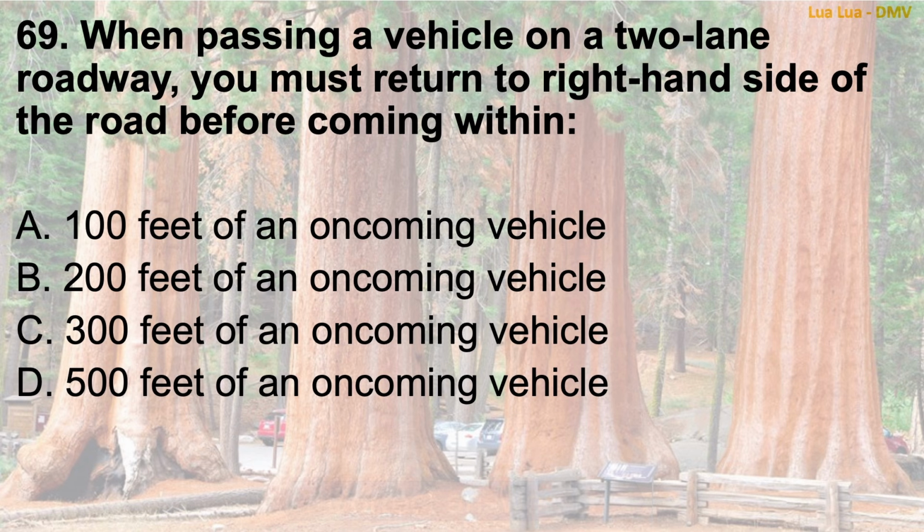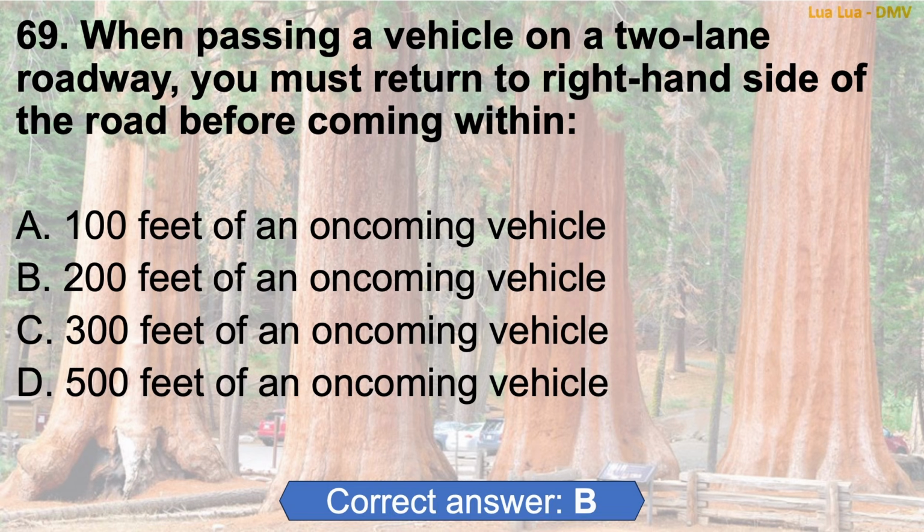Question 69. When passing a vehicle on a two-lane roadway, you must return to the right-hand side of the road before coming within A. 100 feet of an oncoming vehicle. B. 200 feet of an oncoming vehicle. C. 300 feet of an oncoming vehicle. D. 500 feet of an oncoming vehicle. The correct answer is B. 200 feet of an oncoming vehicle.